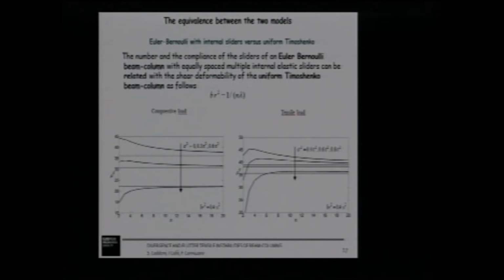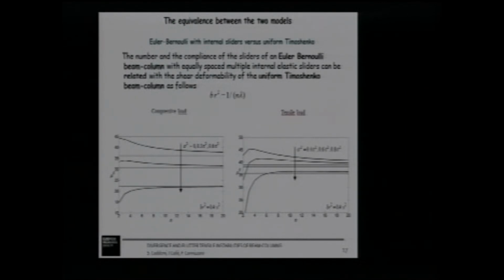And we discovered that if we consider the first frequency both in compression and in tension for different values of the axial load and for a given shear stiffness, the more we increase the number of the internal sliders in the Euler-Bernoulli beam columns, the more the continuous line, which is relative to the beam columns, approaches the dashed line, which is relative to the Timoshenko column.